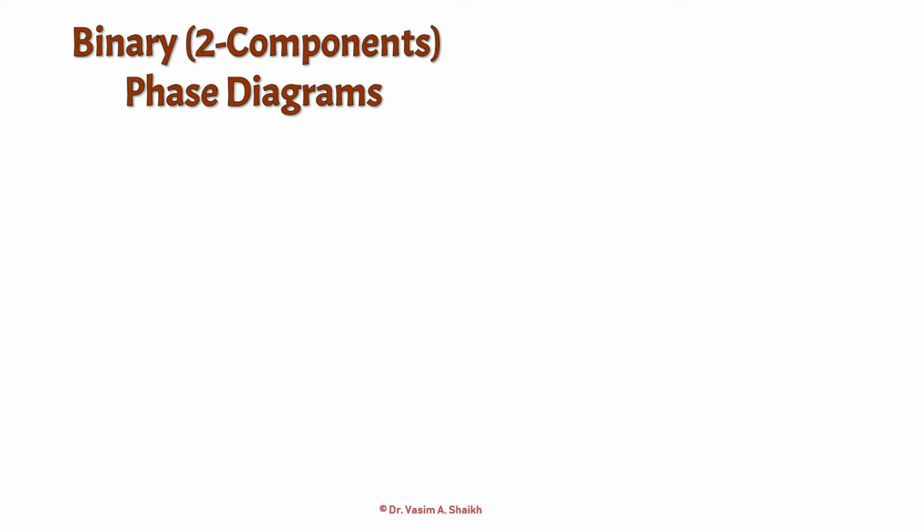Before we start with binary phase diagram, we should know that binary means it is a two component phase diagram. There are two components involved in making this phase diagram. In unary phase diagram it is a one component phase diagram, the ternary phase diagram has three components, but binary is a two component phase diagram. And mainly when we are studying phase diagrams, we are discussing binary two component phase diagrams.